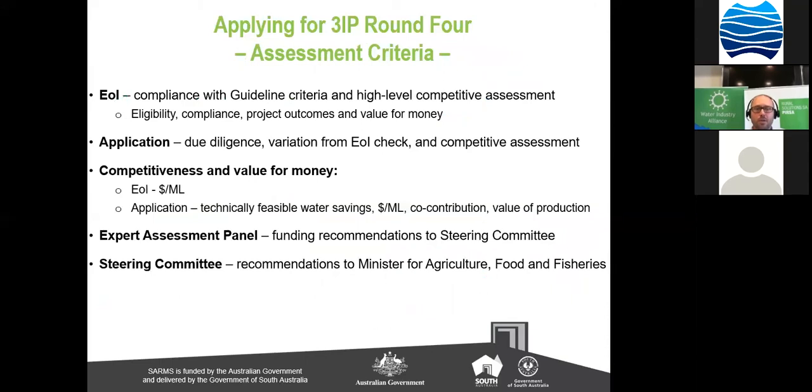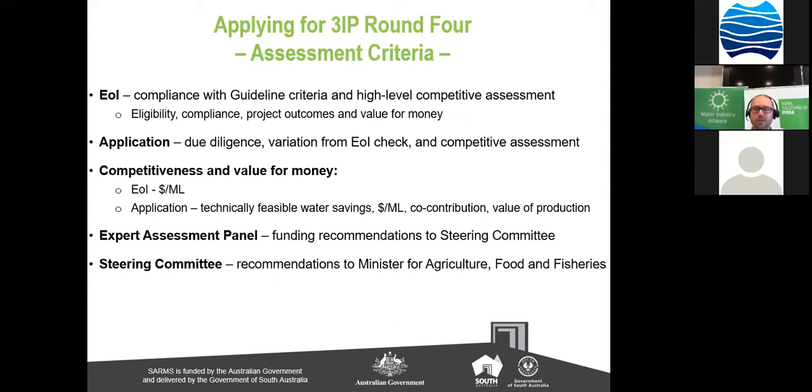So in terms of the way that we do our assessments, as I'm just restating, the expression of interest is very much around the rules of eligibility and compliance. The application is really getting into our full checks on all of the technical feasibility. We just see if you've varied at all from the expression of interest, and we do run that competitiveness assessment over the top. So for the EOI, we may have to consider dollars per megalitre in terms of competitiveness, but really it's about the rules. So that's a may. For the application, we really do then look into the water savings, the dollars per megalitre, and in particular, the value of the production. So those three elements, we do consider co-contribution. There is no requirement for co-contributions in terms of cash or in-kind co-contribution. The three main elements there are dollars per megalitre, water savings, and the productivity elements.